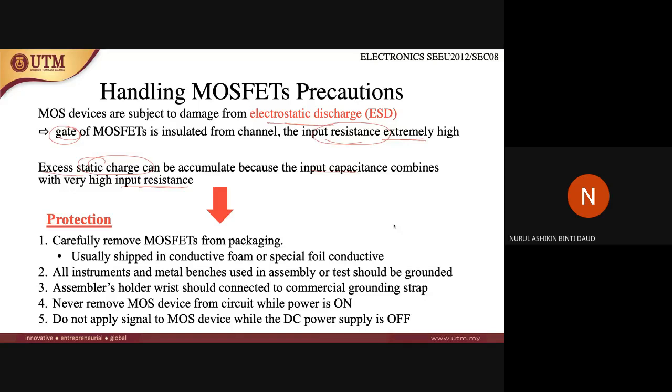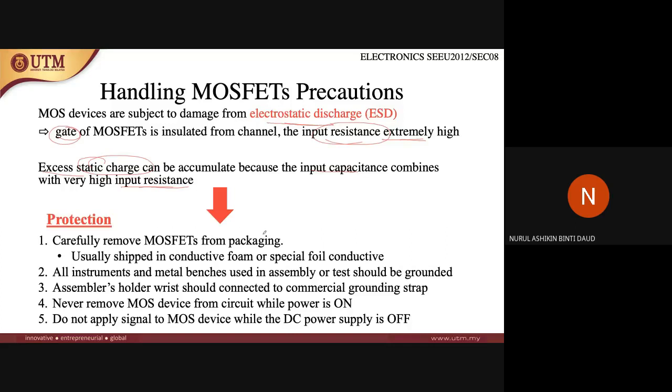No questions? Okay, so when you are handling or working with MOSFET, there are a few precautions that you need to consider. First of all, carefully remove the MOSFET from its packaging. Usually when you buy a MOSFET, it comes with a special conductive foil or foam to protect the MOSFET.